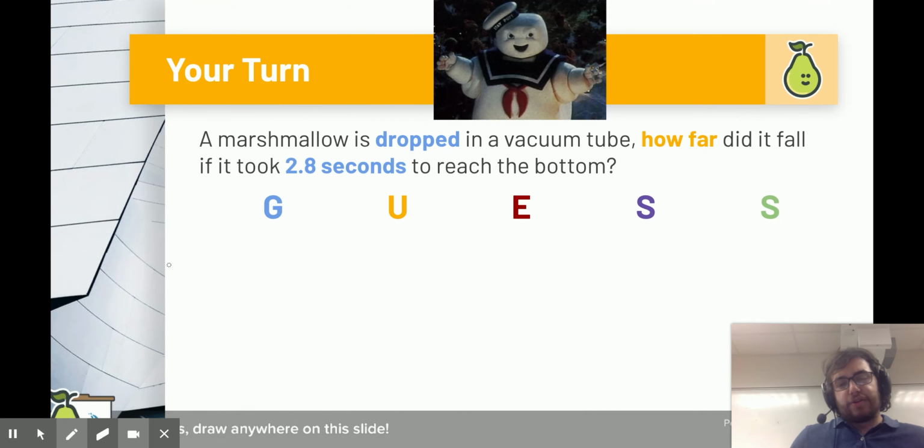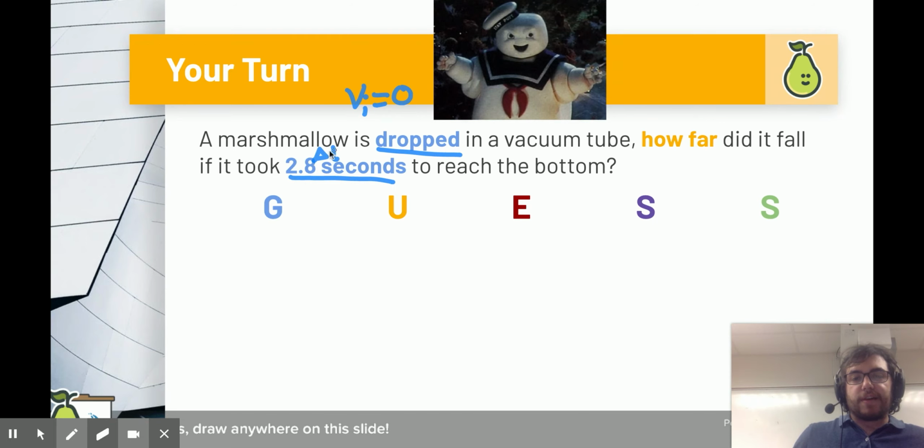All right. You already did these wonderful problems, so you're ready to just see that you did it correctly, right? Awesome. So VI is equal to 0 because it says it's dropped in a vacuum tube. How far did it fall if it took 2.8 seconds to reach the bottom?